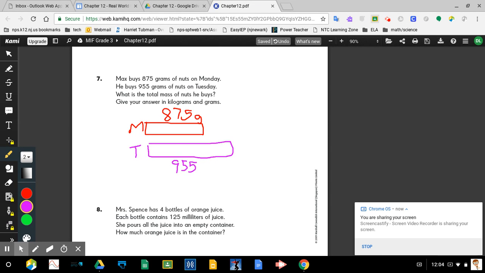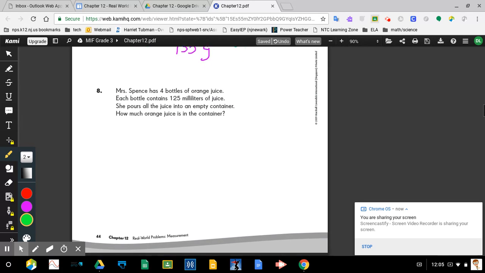It says, what is the total mass of nuts he buys? So if I want the total mass of nuts, that means I want both of these together. And when I put things together, I know I'm adding. So 875 plus 955. And you guys can do this on your own.